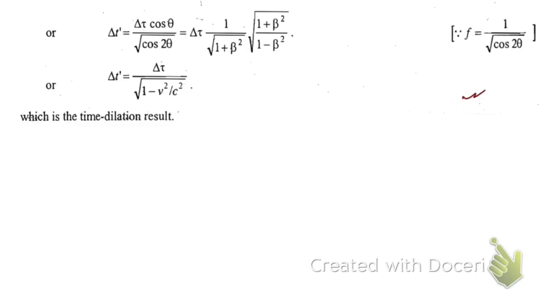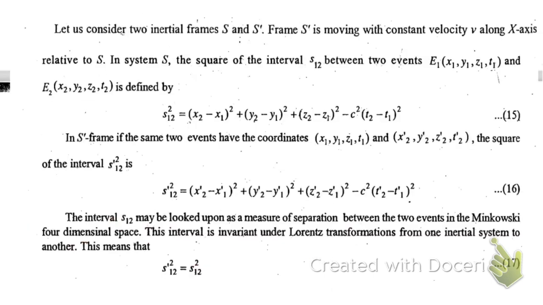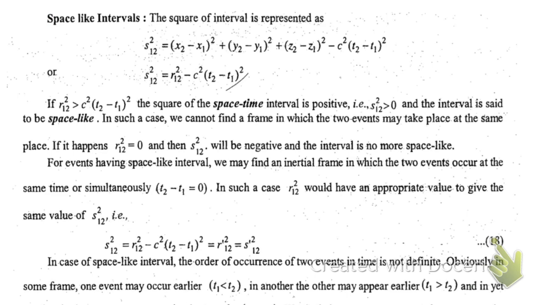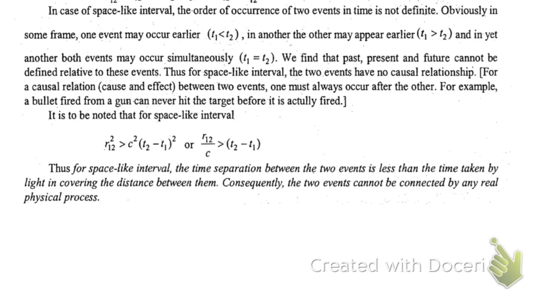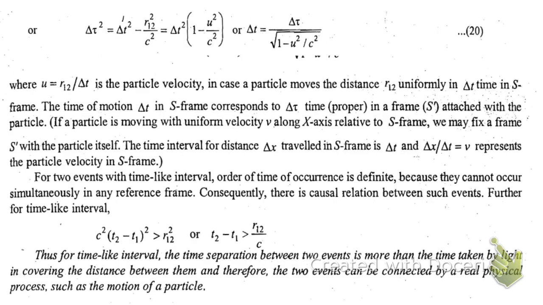So this is 4F. Now what is the next question? The next question is 4G: discuss the physical conditions of space-like and time-like intervals. Let me give you the answers directly. So here is the answer. Take the screenshot for question number 4G. Take the screenshot of this page also.